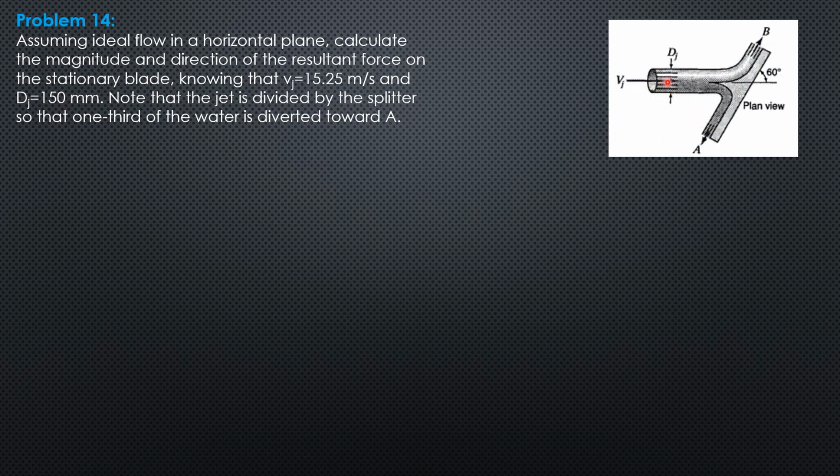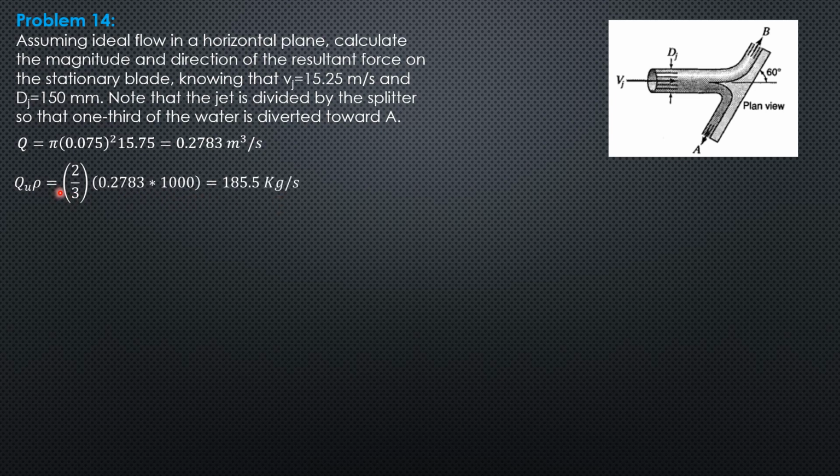Let's solve for the total Q first. So Q is pi times radius 0.075 squared times velocity 15.25, which is 0.2783 cubic meters per second. So the mass flow rate for the upper portion is 2/3 of 0.2783 times 1000, 185.5 kilograms per second.